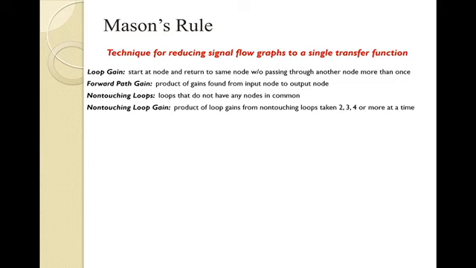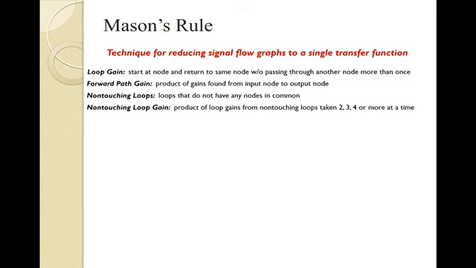The second definition, the forward path gain, is the product of the gains of the transfer characteristics found from any input node to output node. So if I have a single input, a single output, I'm just going to have one forward path gain. If I have multiple inputs, then I would have to take each one separately going to the single output, or I could have multiple outputs, and you can see from there we might have multiple forward path gains.